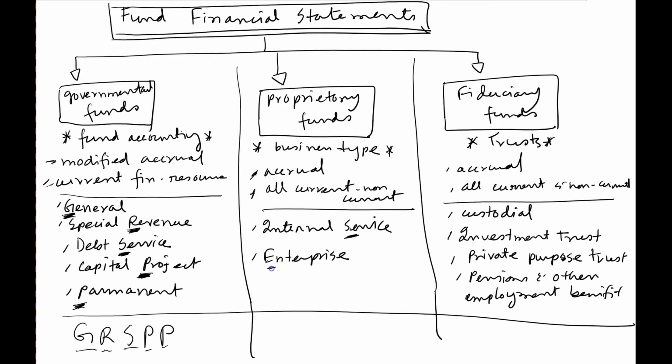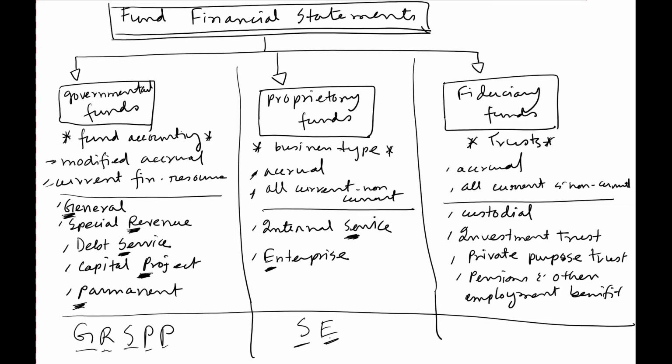On the other hand, enterprise funds are also providing services, but this time the customers are public or external. And of course, in most cases you will see enterprise funds supported by user fees. To remember these two types under the proprietary funds, the notation is SE. S stands for internal service. Internal means they are providing service within the government, and they are charging fees. E stands for enterprise. That means they are providing service to external customers.